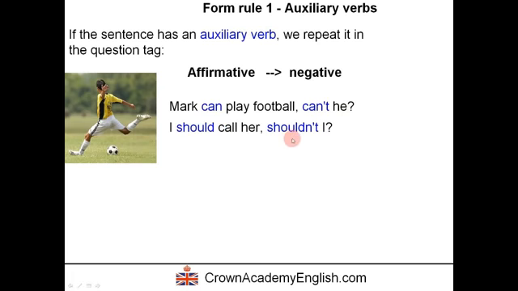I should call her, shouldn't I? So should is the auxiliary verb, so we repeat it in the question tag. And if it's affirmative here, then we put it in the negative here.